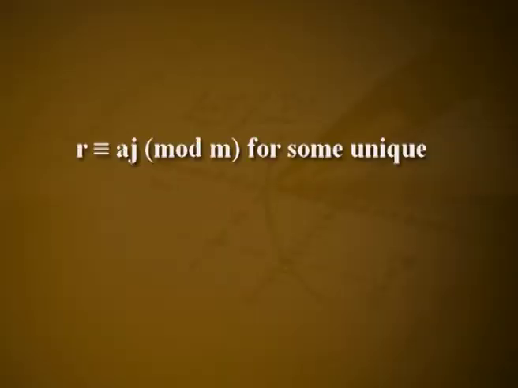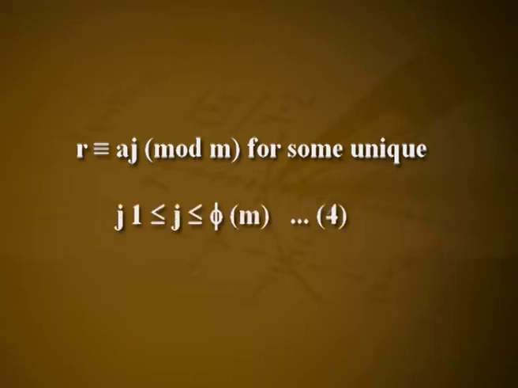For this, let a1, a2, etc., a phi of m be the reduced residue system mod m, having all integers less than or equal to m coprime to m, and r an integer coprime to m. Then r is congruent to aj mod m for some unique j, 1 less than or equal to j less than or equal to phi of m. Equation number 4. Also, for every k, 1 less than or equal to k less than or equal to phi of m minus 1, there exists a unique t such that a raised to k is congruent to at mod m.